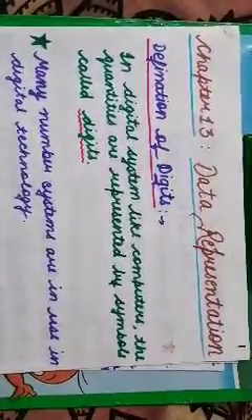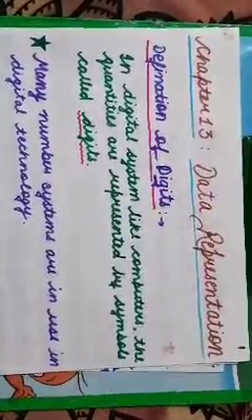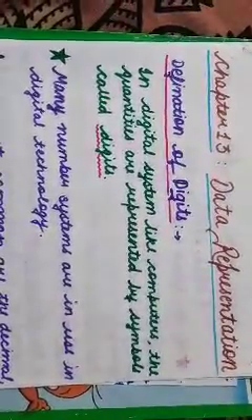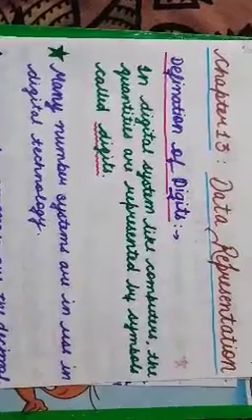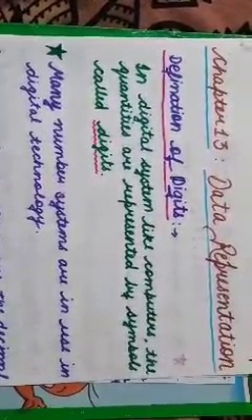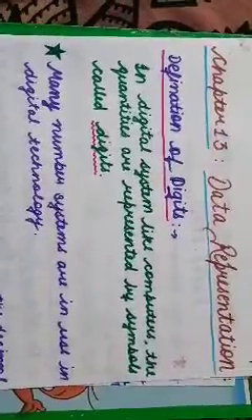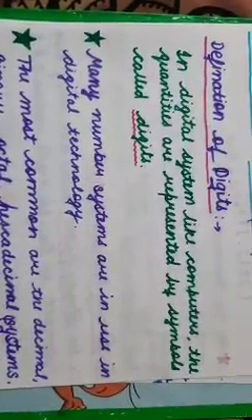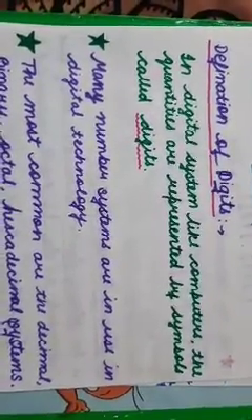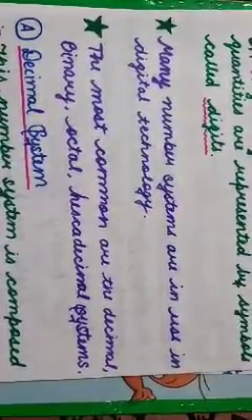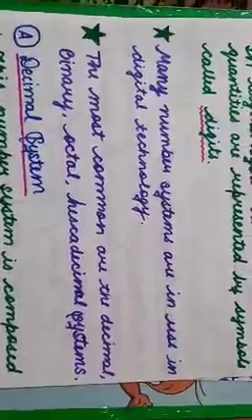Dear students, today we will start chapter number 13, data representation. First is the definition of digit. In a digital system like a computer, the quantities are represented by symbols known as digits. Many number systems are used in digital technology, especially in computers. The most common are the decimal number system, binary number system, octal number system, and hexadecimal number system.